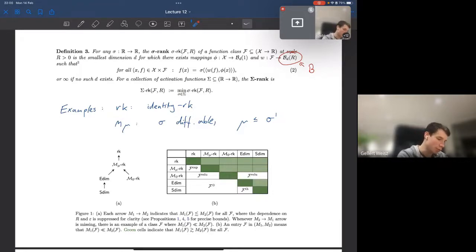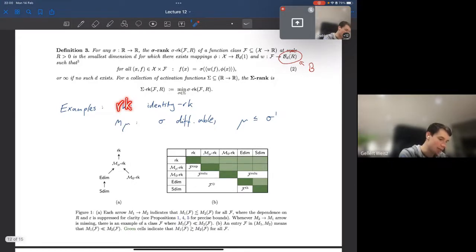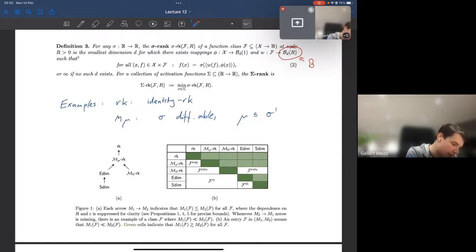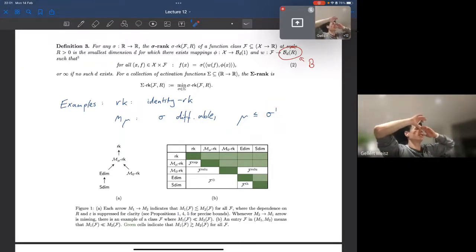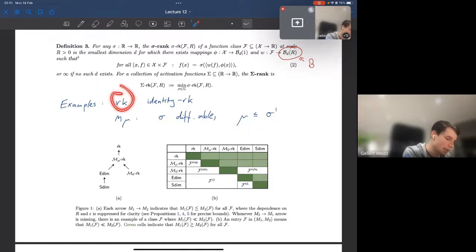And then a couple of examples of this. RK is just going to be identity RK. So that's just sigma rank with sigma being the identity function. And the M index mu is simplified like this: in the case of sigma being differentiable, this means that the derivative is bounded. If it's not differentiable, there is a little bit longer version of expressing what this means, but it basically means it's got bounded derivatives. And then the RK was the identity.